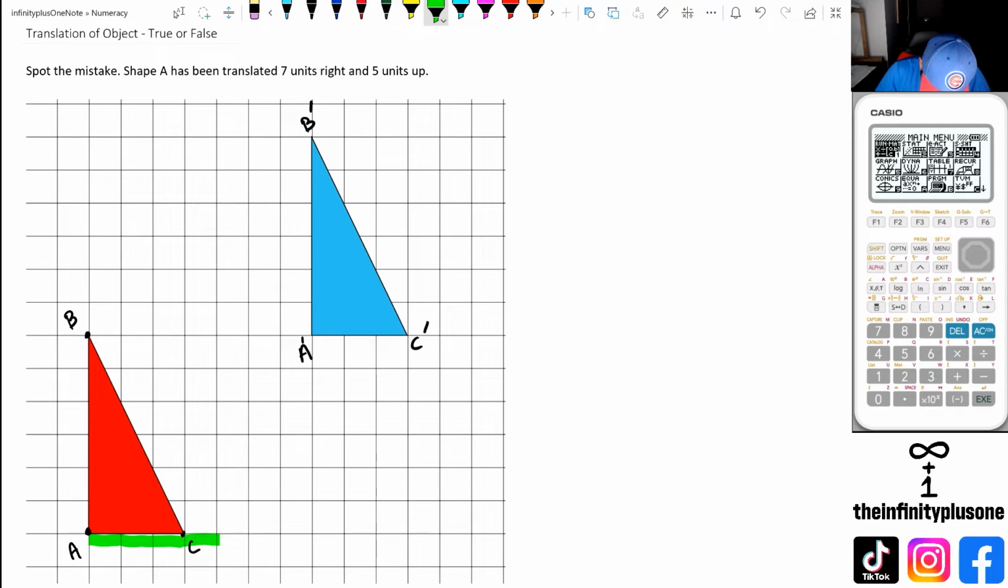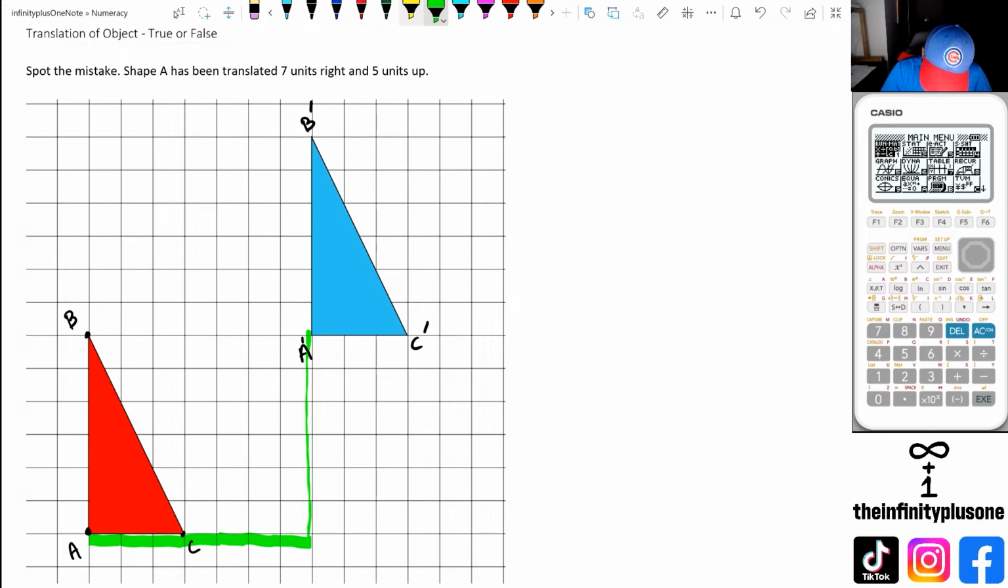1, 2, 3, 4, 5, 6, 7. So that's along the x-axis, which is basically that's when you go right or left. Then I'm going to use the same highlighter color. So then I've got 1, 2, 3, 4, 5, 6. So the A value has been translated correctly.